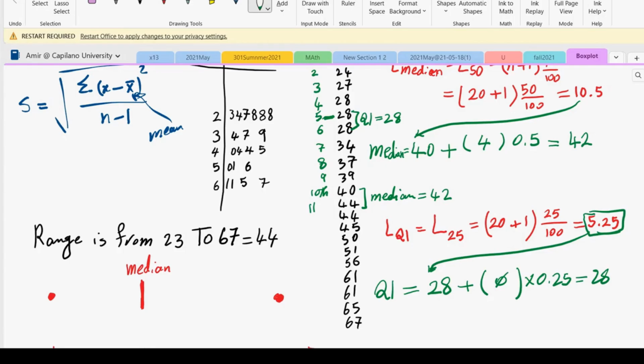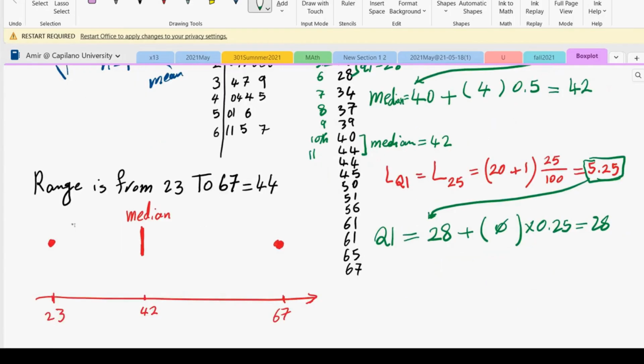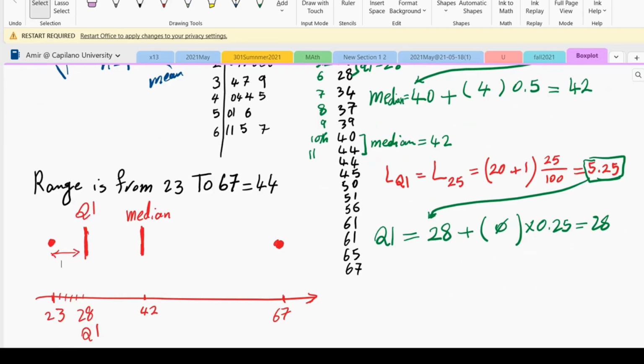Now we identify that. So we go to our chart and we find 28. 28 must be somewhere like this: 23, 24, 25, 26, 27, 28, somewhere like this. And let me write it down. This is 28, or quartile 1. So we know that the smallest number of data that we have is 23, and 25% of observations are between 23 and 28.